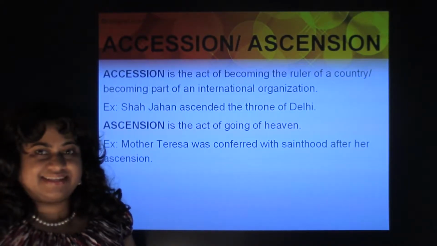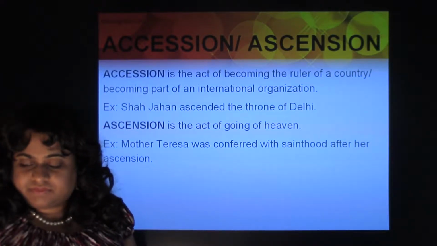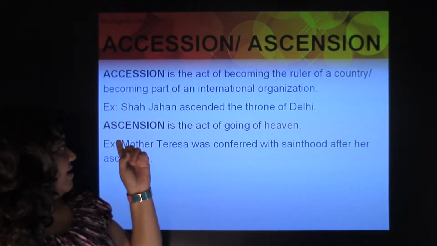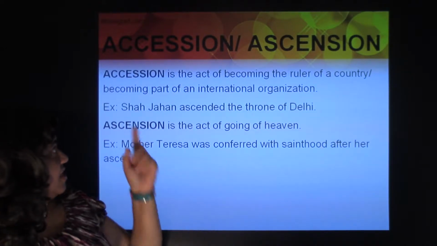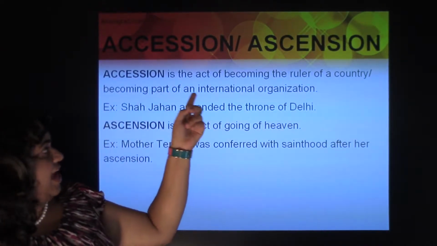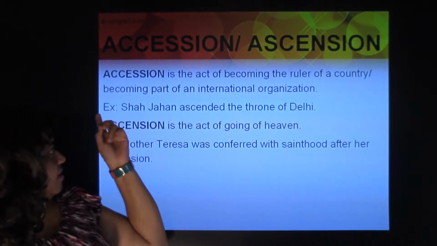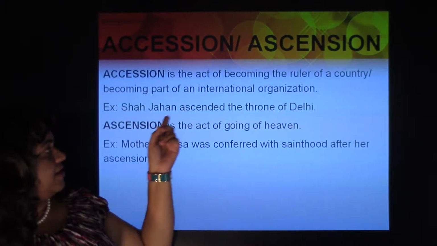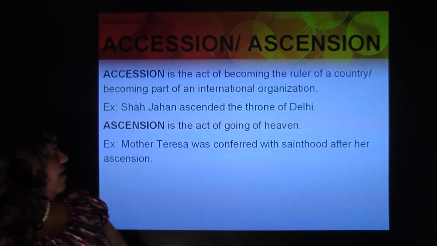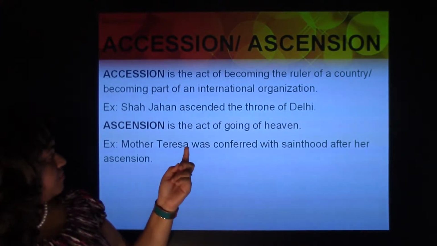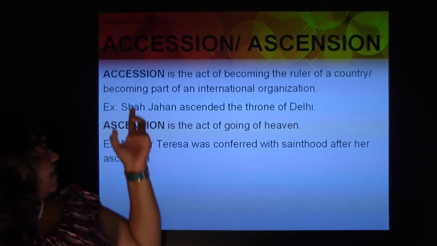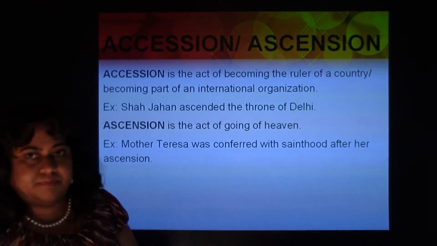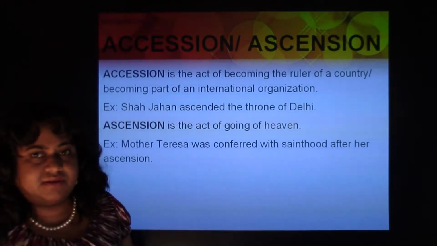The next set of words is accession and ascension. So accession is the act of becoming the ruler of a country, becoming part of an international organization. So Shah Jahan ascended the throne of Delhi. An accession is like when you become the ruler of a country.